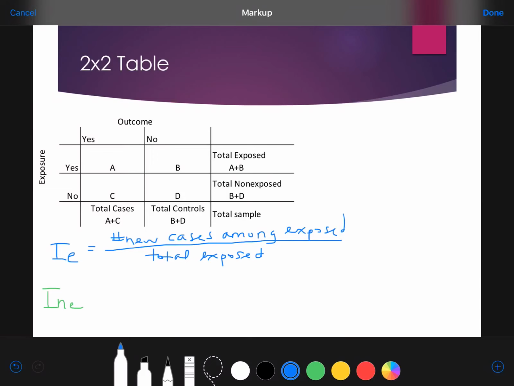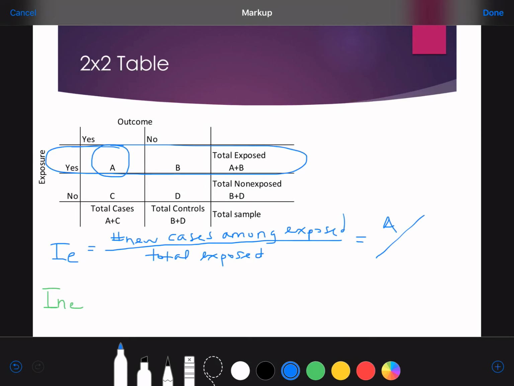So where do we go find the number of new cases among the exposed? Well, we're saying among the exposed. Where do we go to see exposed? Yes, right? So we're looking at data only in this row. To find the number of new cases amongst the exposed, cases are in this column, right? So in order to find our new cases amongst the exposed, that is box A. So A. Then it's over the total exposed.